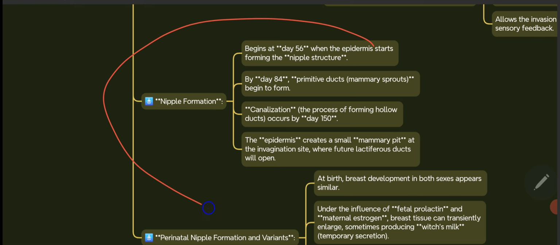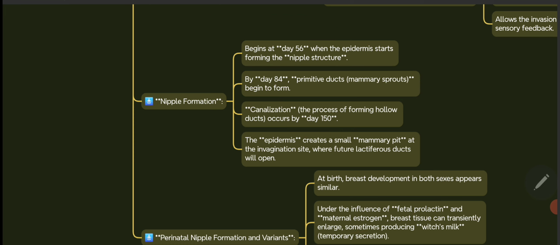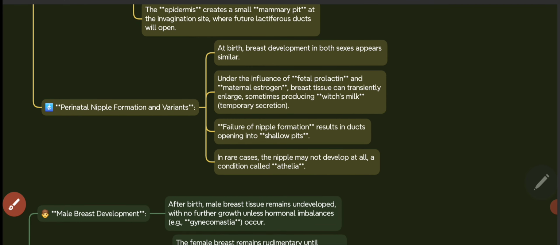4 points of the nipple. What are those? Day 56, where it starts. Day 84, primitive duct formation. Canalization at day 150, and the epidermis will form the mammary pit where the invagination happens, where the lactiferous duct comes and connects to it. Then the perinatal nipple formation and the variants.